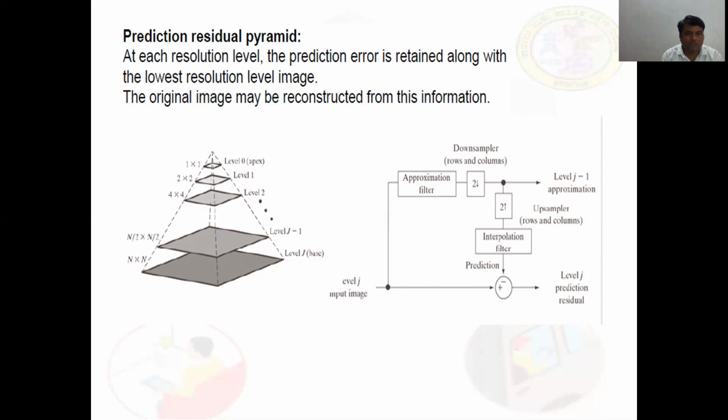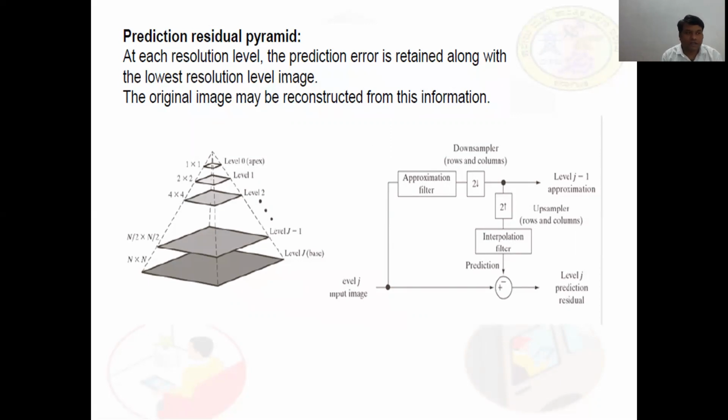The total number of pixels in a P plus 1 level pyramid for P greater than 0 is n square into 1 plus 1 by 4 to the power of 1 plus 1 by 4 square plus etc. plus 1 by 4 to the power of P, which is less than or equal to 4 by 3 into n square.